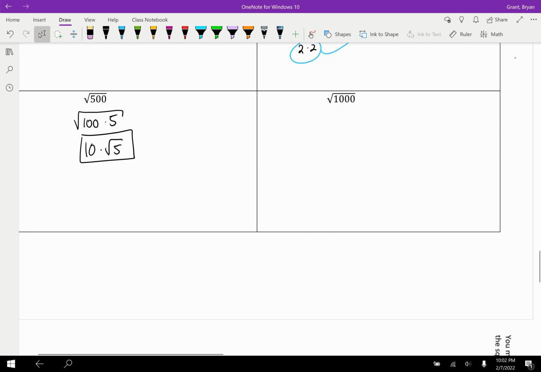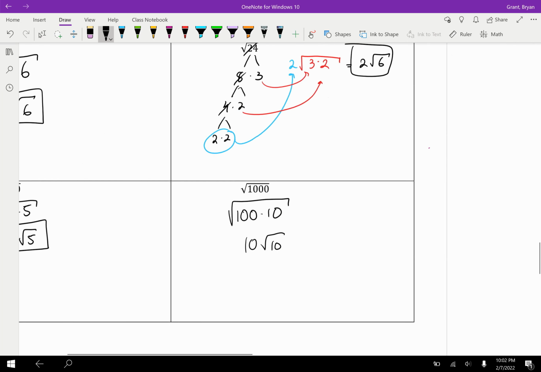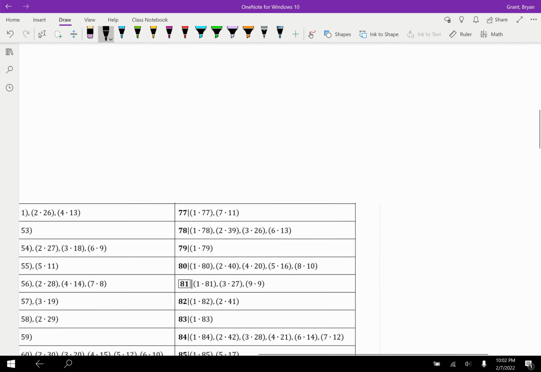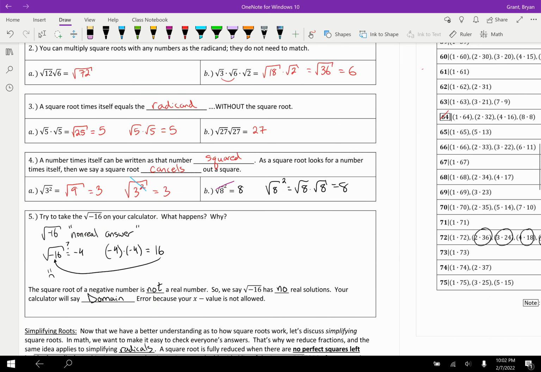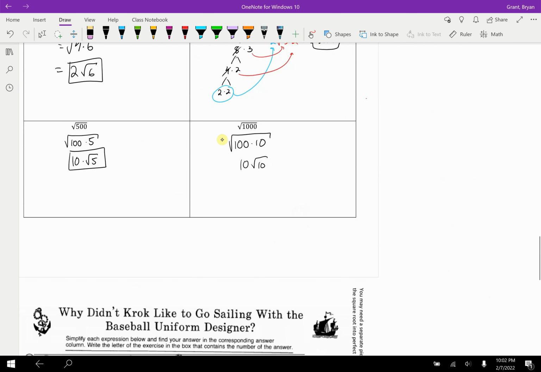All right, what about the square root of 1,000? Well, let's use that same trick. We know 100 times 10 is 1,000. The square root of 100 is 10. I don't know, does 10 have any perfect squares in it? We'll check that factor chart one more time. No perfect squares. Easy enough. So our final answer is 10 square root of 10.